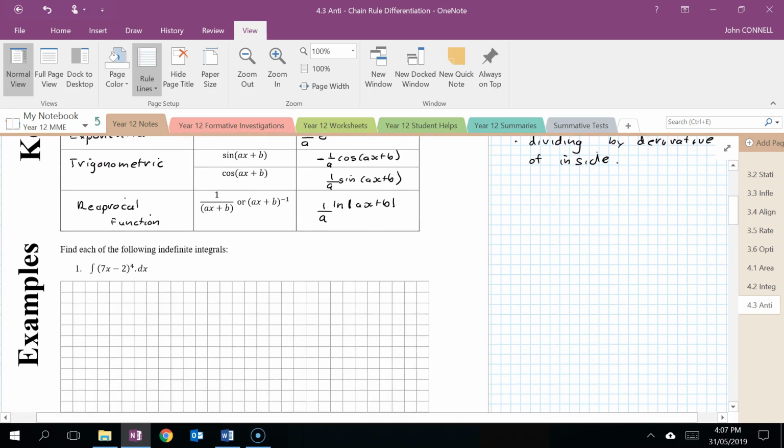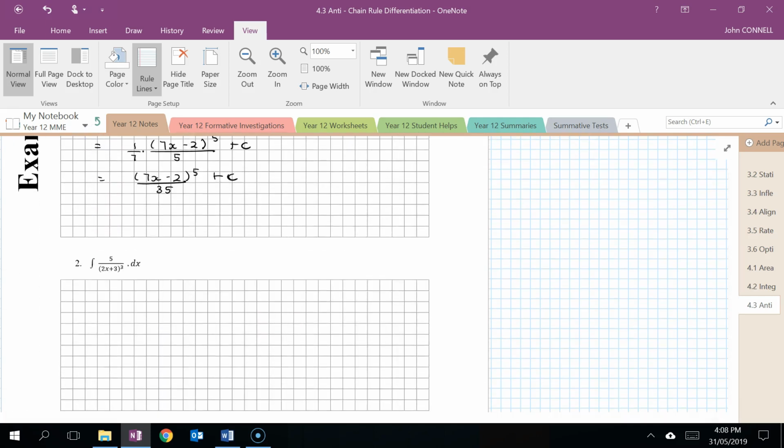Okay, so we're going to just do some integration, find some indefinite integrals. So the integral of (7x - 2) to the power of 4 dx. We saw that the rule was, well, we add 1 to the power, we divide by the new power, and we multiply by 1 on 7 out the front. So it'll be (7x - 2) to the power of 5 all over 35. And I should have my plus c. Okay, so plus c as well.